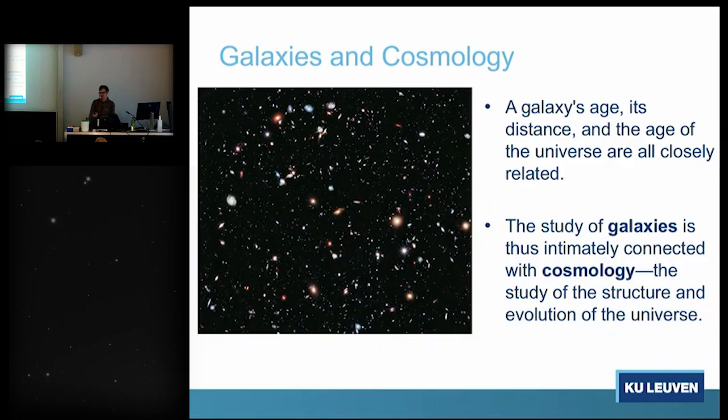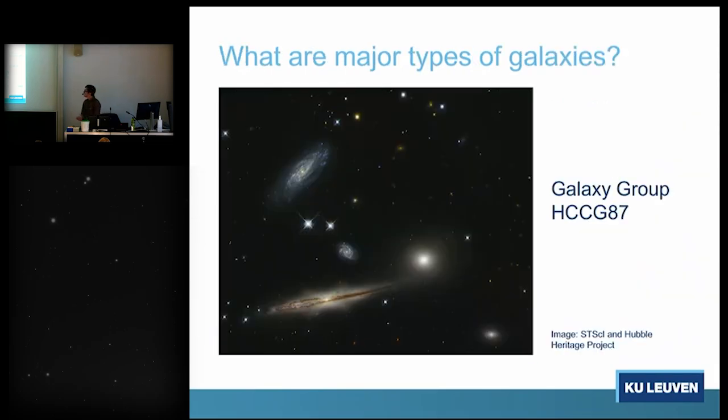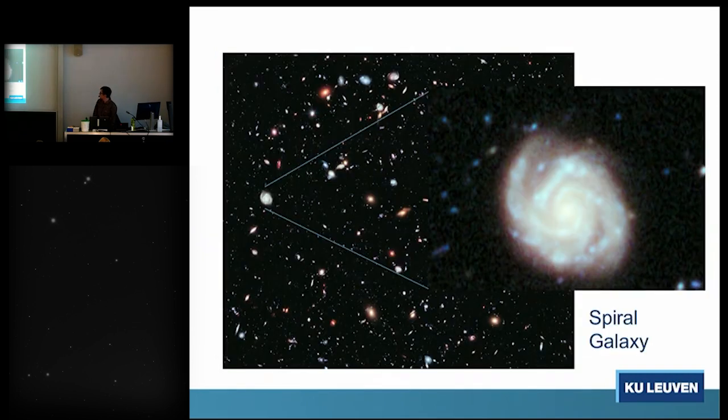And cosmology then is the study of the structure and evolution of the universe as a whole. So if you look at galaxies then, what are the major types of galaxies? Well, here you see just a small image of a galaxy group, but going back to the extreme, we can just zoom in on some parts here, and then we see a typical spiral galaxy. And a spiral galaxy, hopefully it's clear what it is. It has its spiral arms, also often called a disk galaxy.